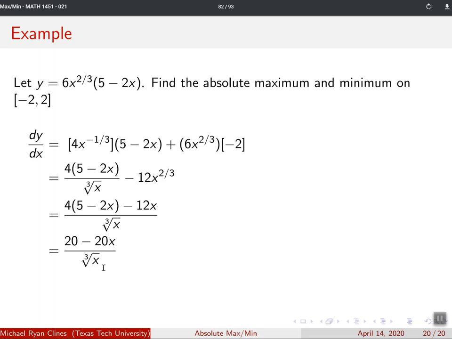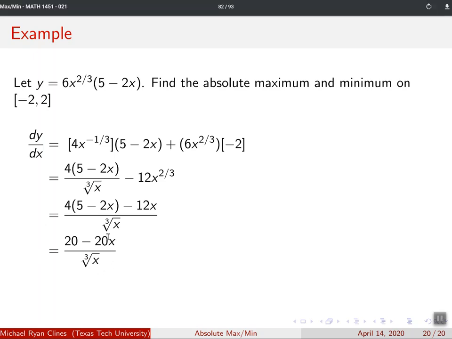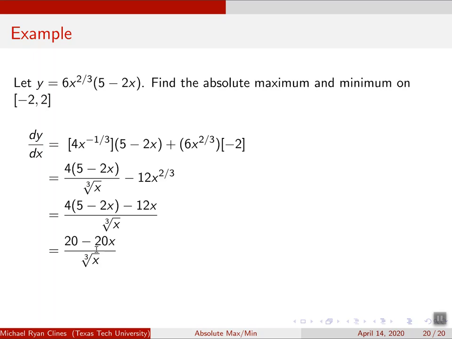Now this is a function that is a lot easier to work with, because when we have to ask ourselves these questions, where is the derivative equal to 0 and where does the derivative not exist? This form is much easier than this one.